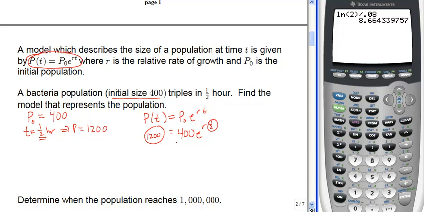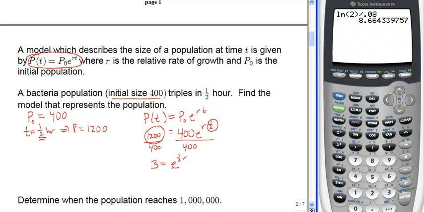Alright, so what do we do first? Well, if we want to get at this R, we need to isolate our exponential. So that means always divide through by this coefficient first. So we're going to divide both sides by 400. 1,200 divided by 400 is 3. So we get 3 equals e to the 1/2 R.